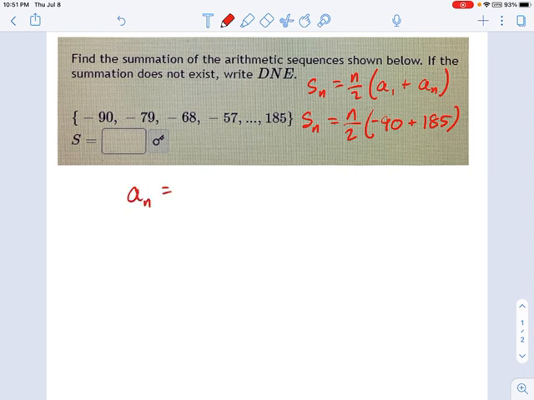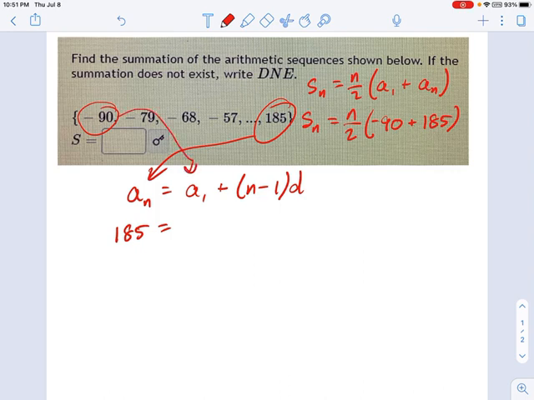an equals a1 plus (n minus 1) times d. And we're going to use this formula to figure out what n is. That's what we're looking for. Okay, so remember what an is. That's 185. So we're going to say 185. I don't know if it's the 7th term or the 17th term or whatever, but that's what we're going to put in there. We're going to take this negative 90, and that's a1.